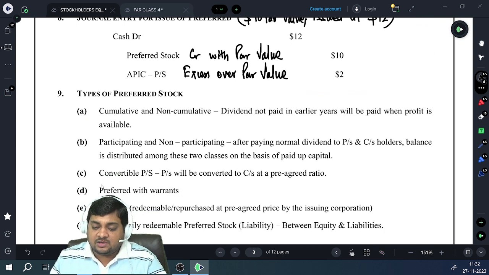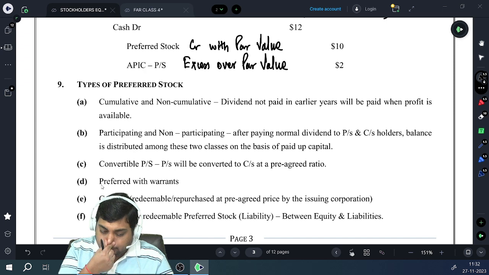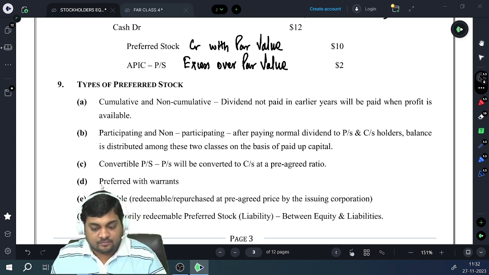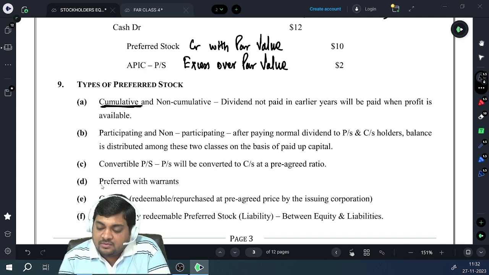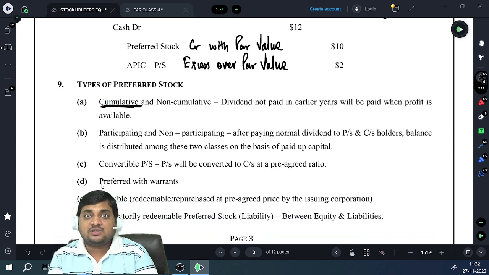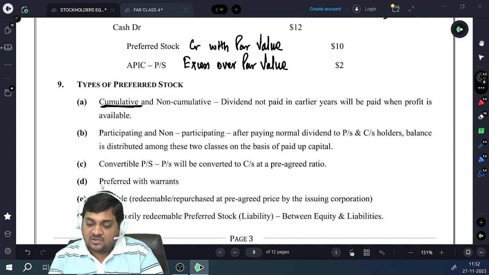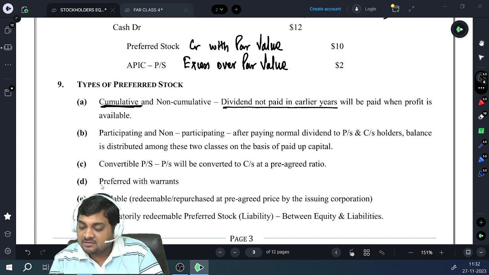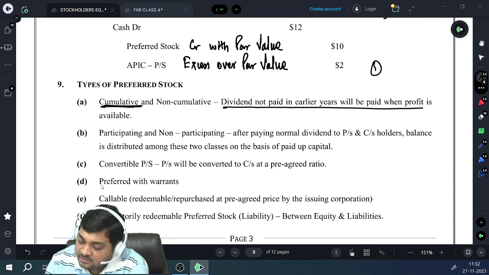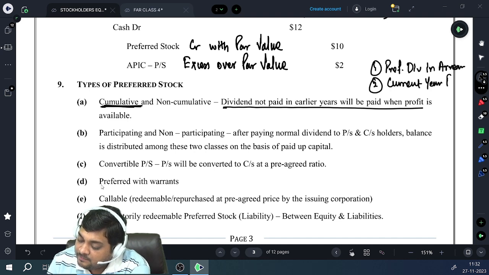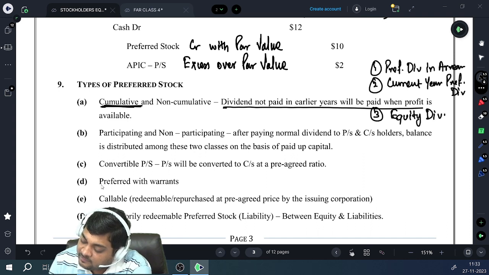Now let us discuss a few things about types of preference shares. Cumulative and non-cumulative. In case of cumulative, suppose I haven't paid dividend in earlier years because the profit was insufficient, so that dividend is in arrear. Whenever profit arises in future, the dividend not paid in earlier years will be paid first. First, preference dividend in arrear, then current year preference dividend, and then equity dividend.